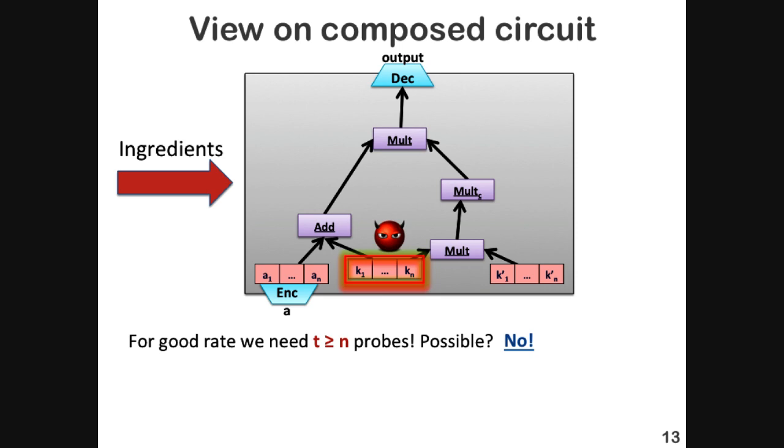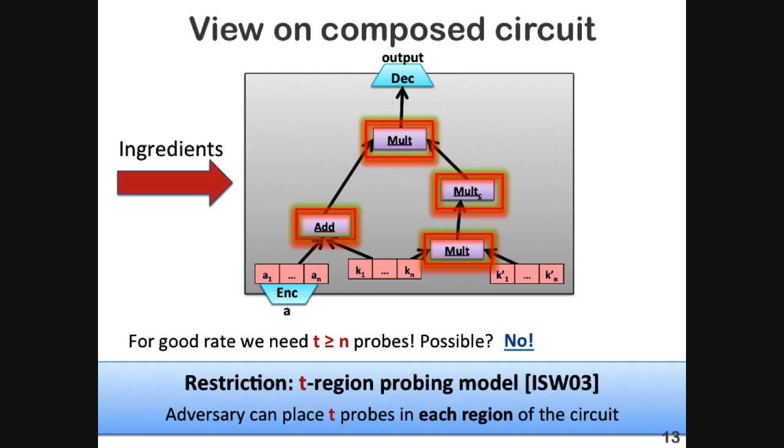So ISW, to this end, introduced a restriction of what the adversary can do. They introduced the so-called t-region probing model. In this model, we structure the computation in so-called regions. Each region is represented by some of the gates or gadgets, and the adversary can place t probes inside each region. Okay?